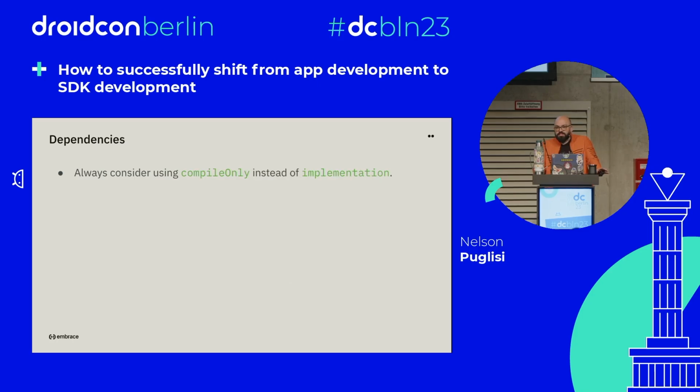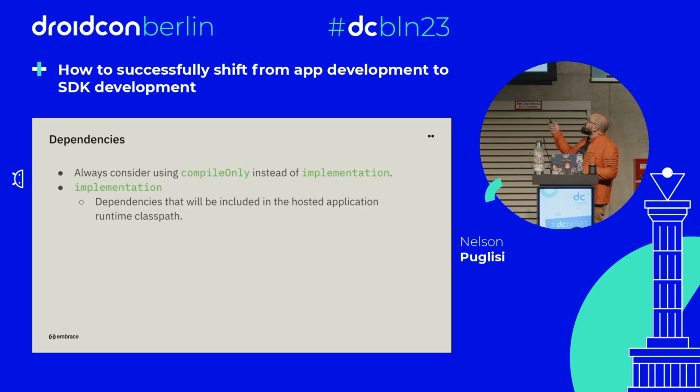So the advice is to consider compileOnly. Probably you know it. I didn't know it when I joined Embrace, so I wanted to include that because it was really useful to understand the behavior of that. Implementation is what we usually do when we are doing applications. We need a dependency like, I don't know, OkHttp. We do implementation com.squareup.okhttp, and that's it. And it will be included.